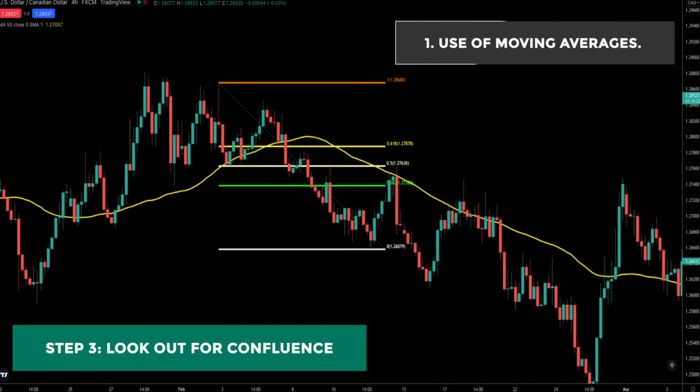The first confirmation technique involves the use of moving averages. Moving averages are dynamic support and resistance tools. You can use different moving averages depending on the price trends.